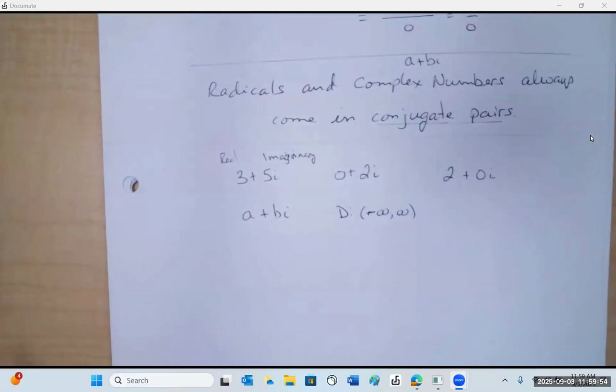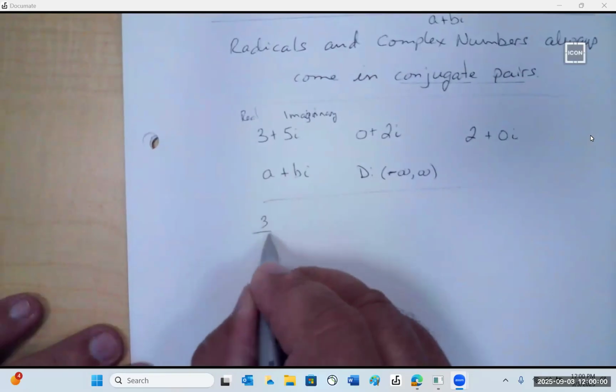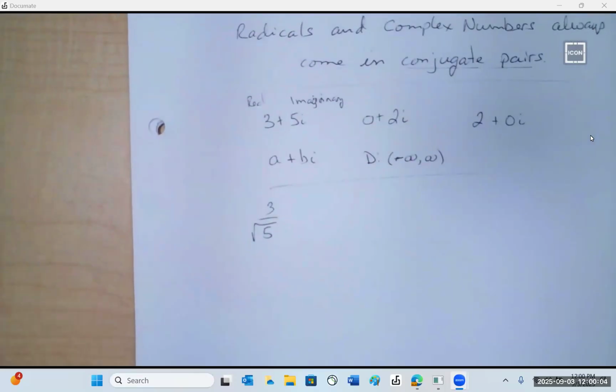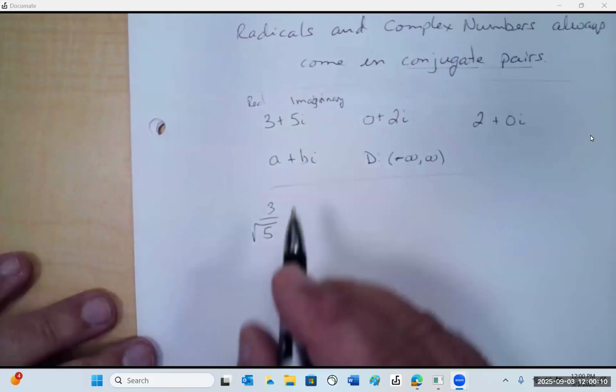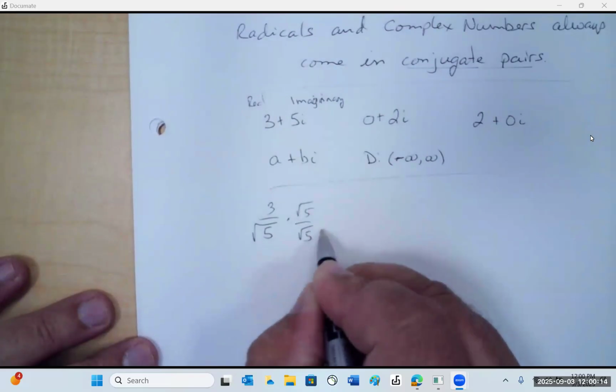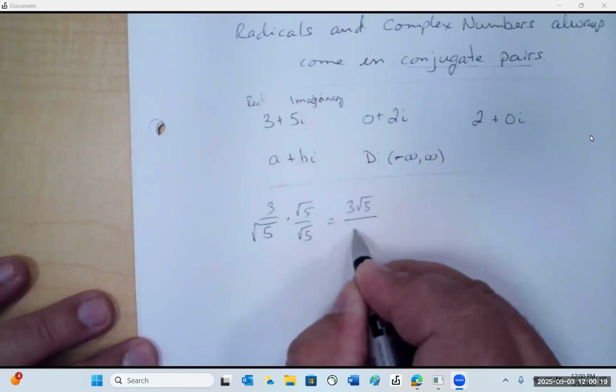Because remember, in algebra, we had 2 sets of rules. One, can you leave your answer like that? No. How do you fix it? Multiply top and bottom by the radical 5. So you get 3 radical 5 over 5.